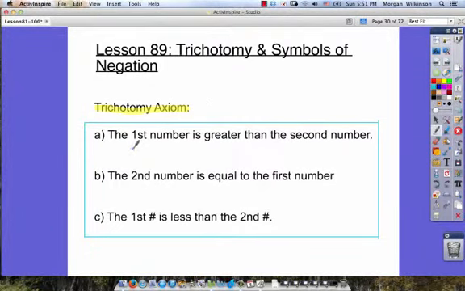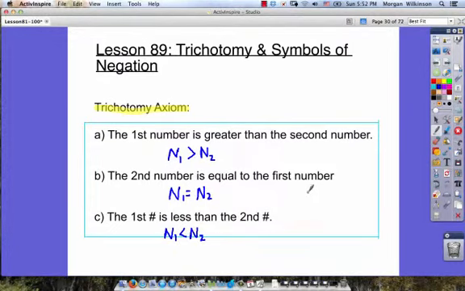Well, it just means the first number is greater than the second number, which could be written like this. We could say n1 for the first number is greater than the second number, n2. Or the second number is equal to the first number, so we could say n1 is equal to n2. Or the first number is less than the second number, so we could have n1 is less than n2.